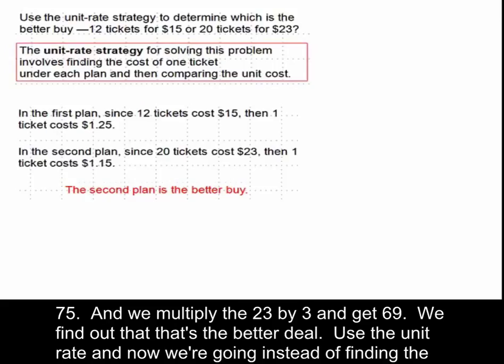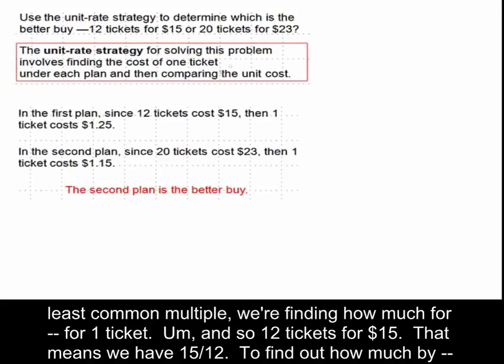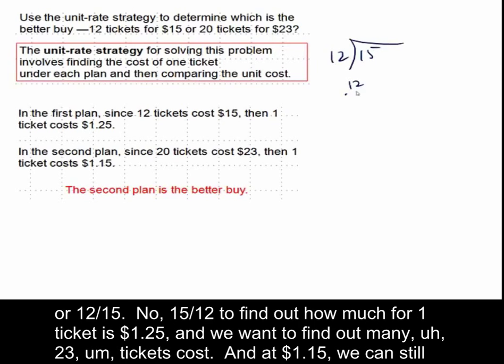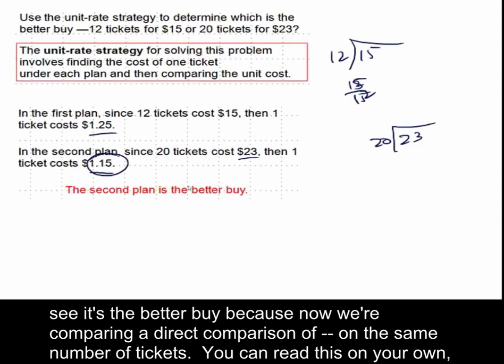Use the unit rate. Now, instead of finding the least common multiple, we're finding how much for one ticket. So 12 tickets for $15. That means we have 15 divided by 12 to find out how much for one ticket, which is $1.25, and we want to find out how much the 23-dollar tickets cost per ticket. That's $1.15. We can still see that it's the better buy because now we have a direct comparison on the same number of tickets.